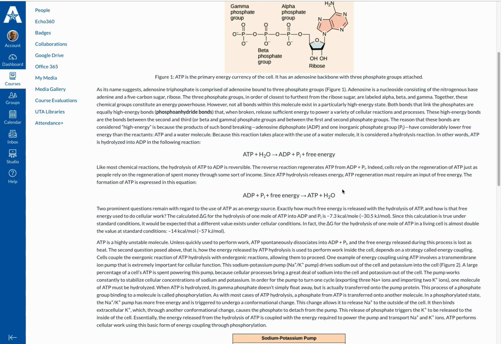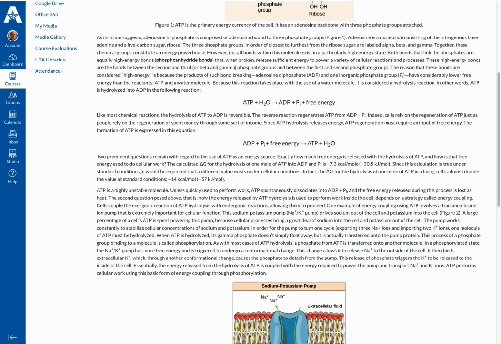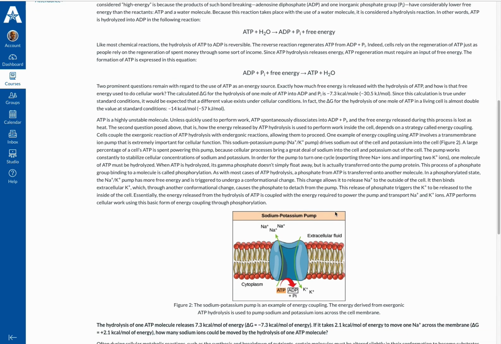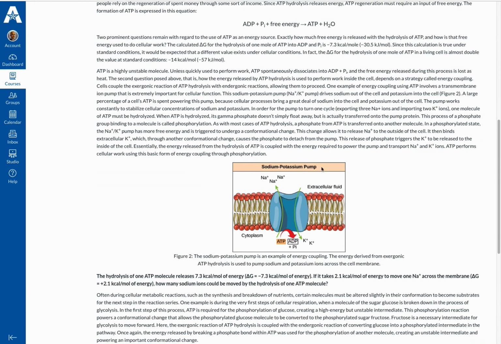This is what happens during cellular respiration. And ATP is dephosphorylated to essentially power cell functions. One of those could be the sodium-potassium pump, where a phosphate group is transferred from ATP to the pump and gives it the energy that it needs to perform its function.